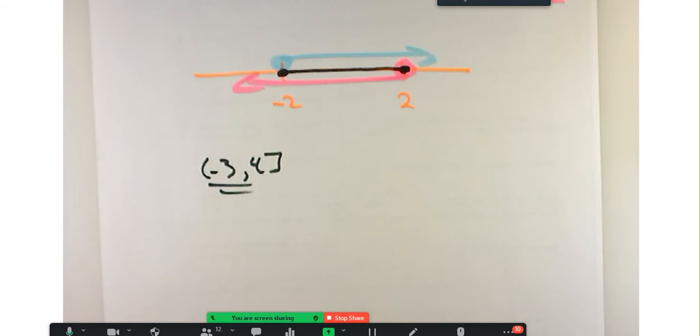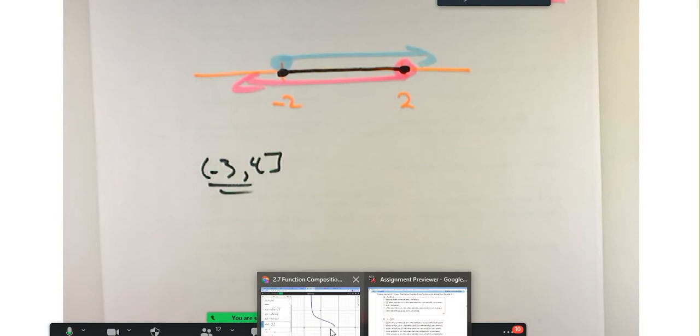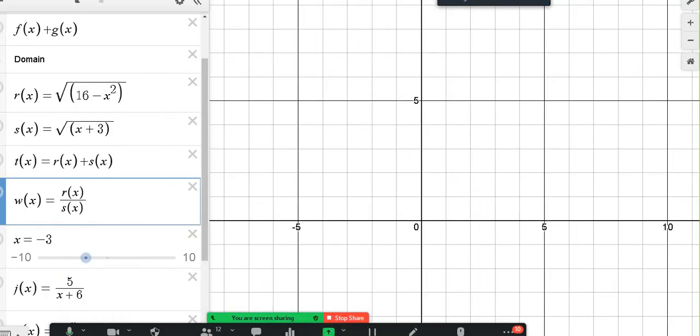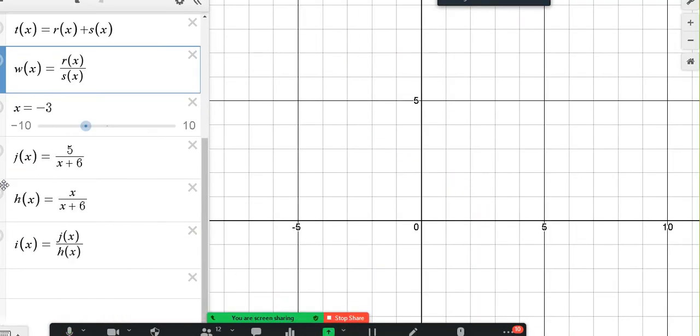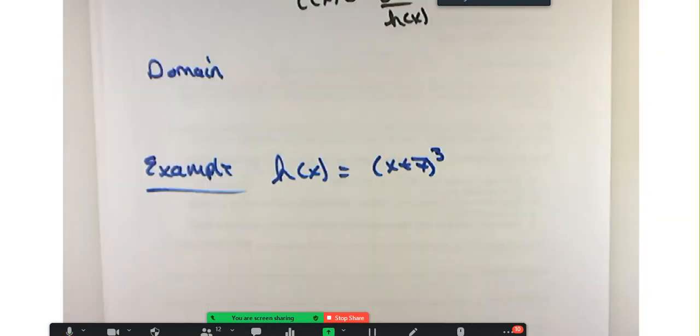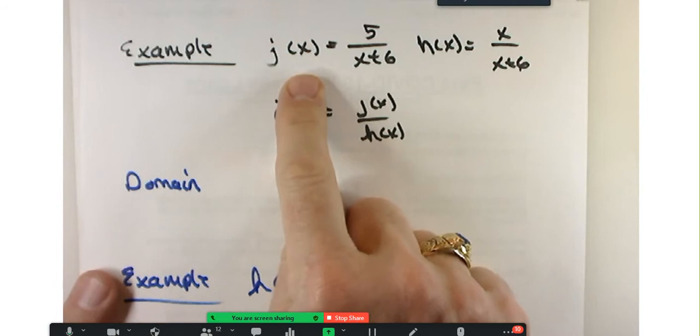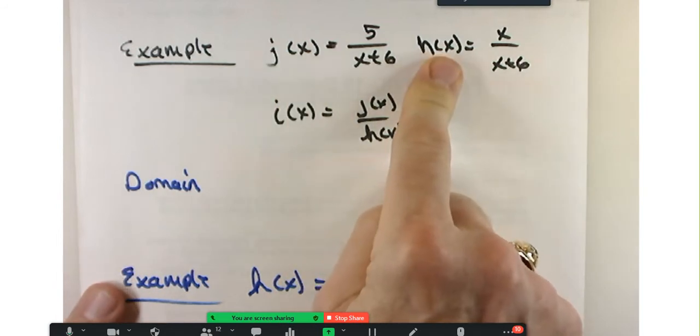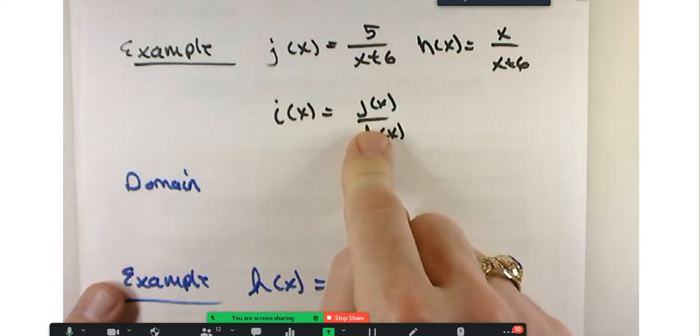Let's do one last one. It's kind of on the tricky side from this section of the homework. And that is, I've got these two functions here. I called them j of x and h of x. And I'm going to divide them to create a new function.